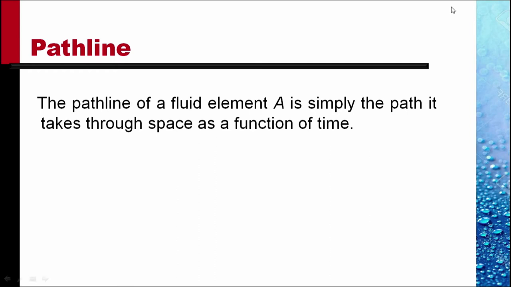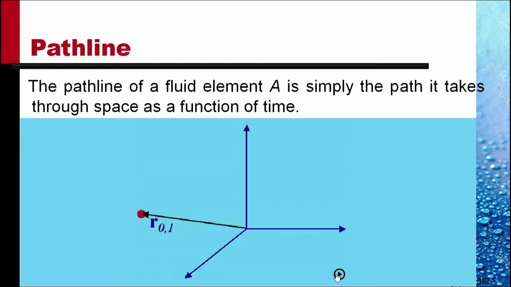One of the easiest ones is the path line. The path line of fluid element A is simply the path it takes through space as a function of time. Consider a fluid element starting at r0 at time t equal to 0. As time proceeds, this particle moves. At any time t, its location r is given by r equal to r naught, the original position at time t equal to 0, plus the integral of v dt from 0 to t. We have a number of particles, so we have a number of paths, one for each particle.